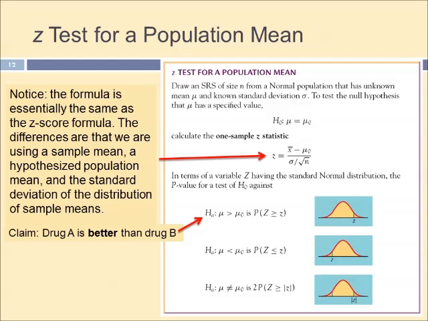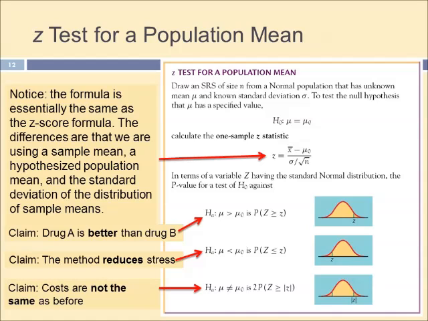So the alternative hypotheses, for example, if we had the claim that drug A is better than drug B, then our alternative hypothesis would be mu greater than the hypothesized value. Suppose the claim is that a particular method reduces stress, or that costs are not the same as before. They're either lower or higher. We don't know.